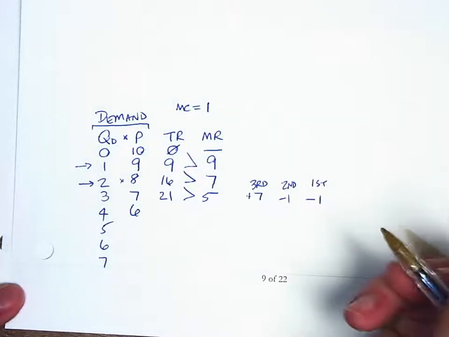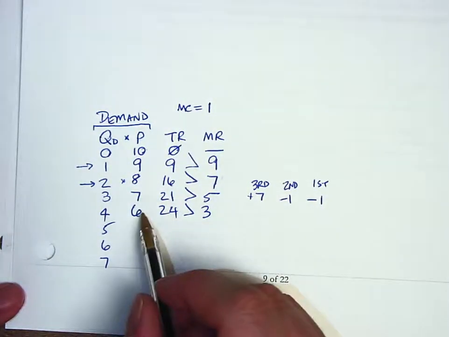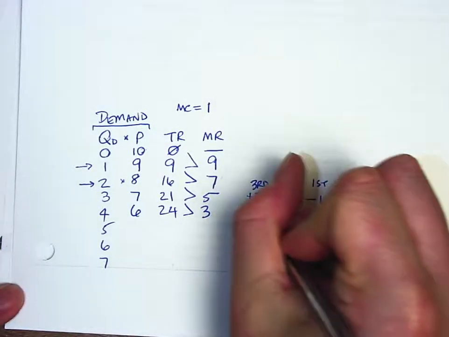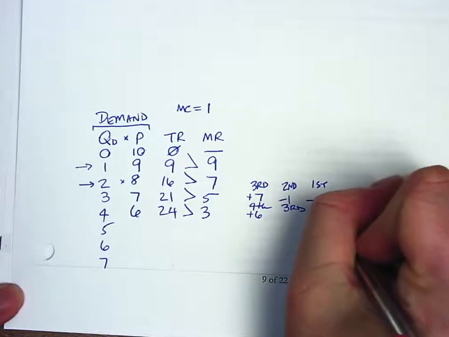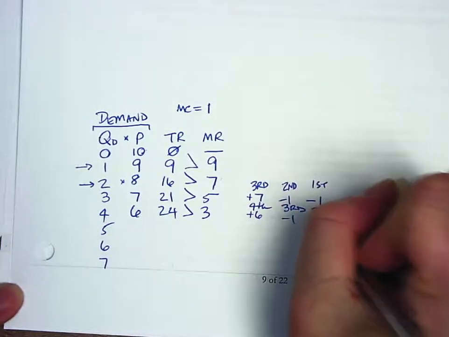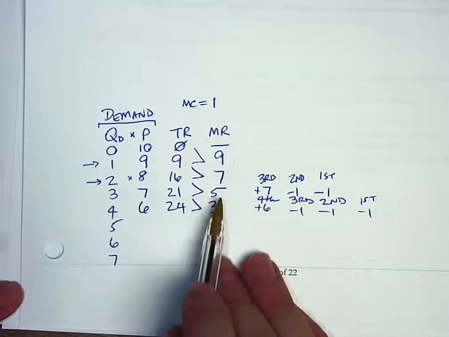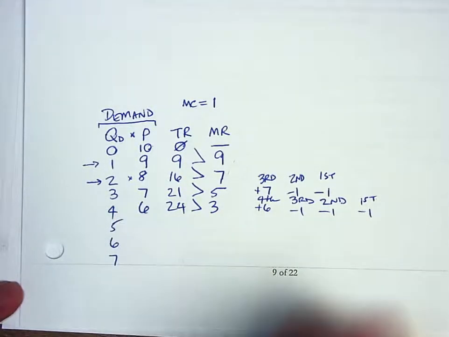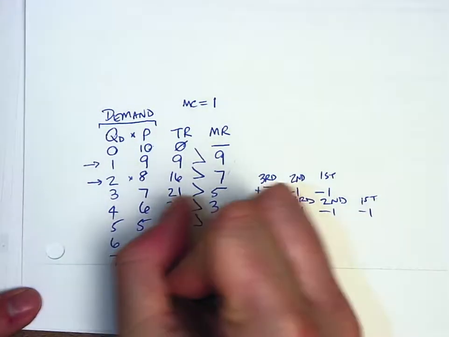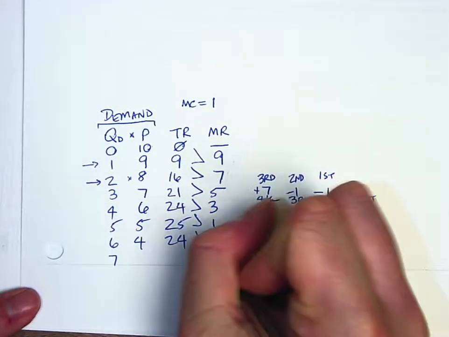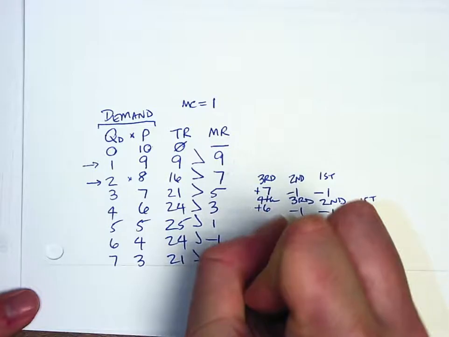Then we lower the price again to 6. Total revenue, 24. Marginal revenue, 3. Again, because we gained 6 from the fourth person, but the third, second, and first person, now we have to subtract $1 because we cut their price. So the total marginal revenue is $3 from that fourth unit. Fifth unit, 25, 1. Right? And now we could keep lowering the price and we'd find actually it goes negative. Marginal revenue starts to tick down again. It starts to tick downwards.